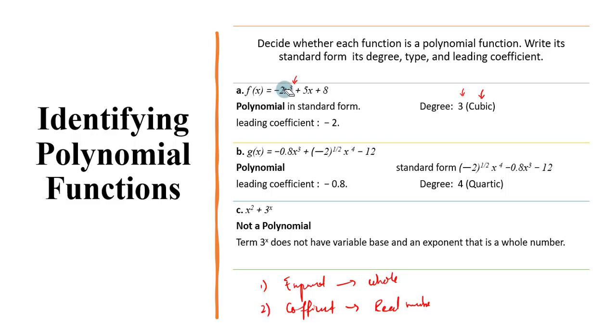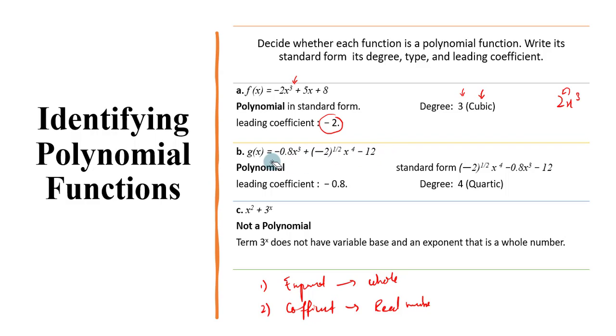The degree is 3 because the highest term here is x cubed. So the degree is 3 and it is called a cubic function. The leading coefficient is the constant term with the highest variable. Like in our example, we have this minus 2x cubed, right? So the coefficient of the x cubed term is called the leading coefficient here. It is negative 2.